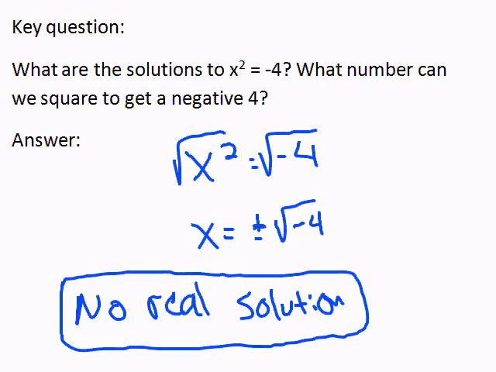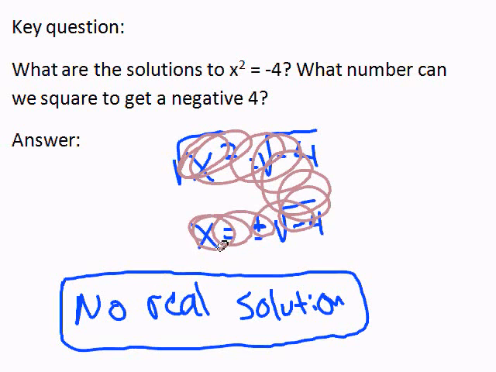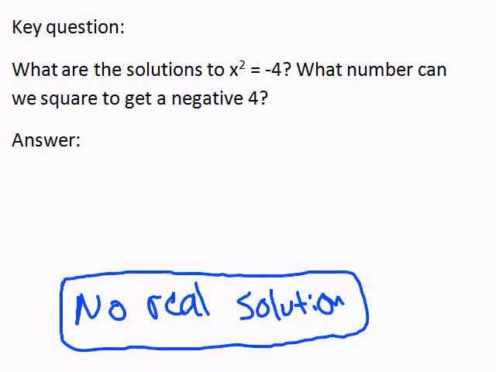That's one way to look at it. Another way to look at this exact same problem is you could start guessing and checking and seeing if you could find a number that squares to give you a negative 4. You might be tempted to say positive 2 squared equals negative 4, but that's positive 4. You might try negative 2 squared equals negative 4, but that's again positive 4. So there's no number that we can square to get a negative 4. That's why there are no real solutions.